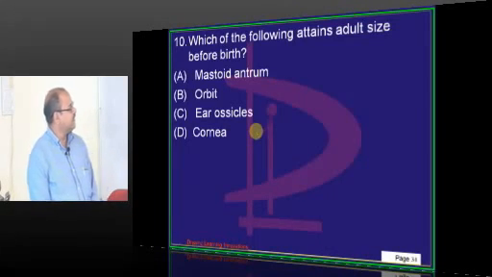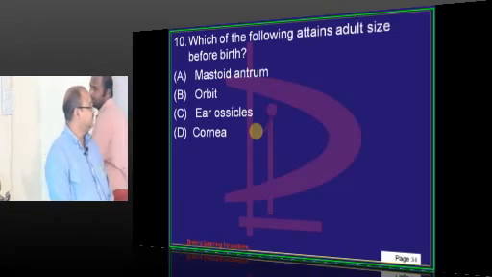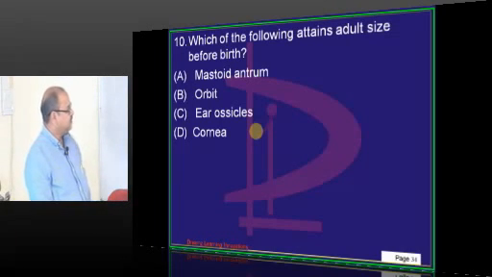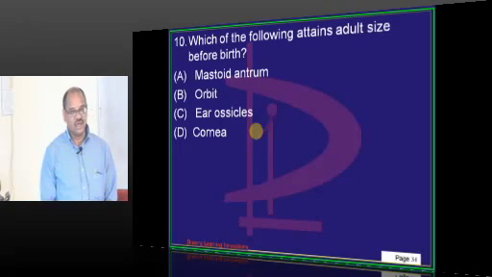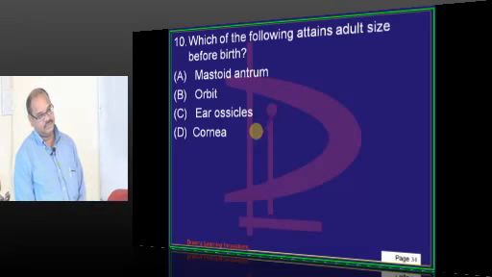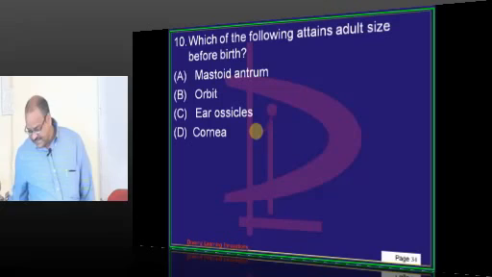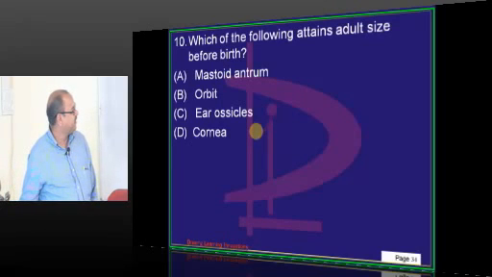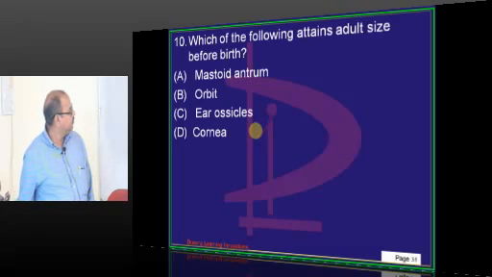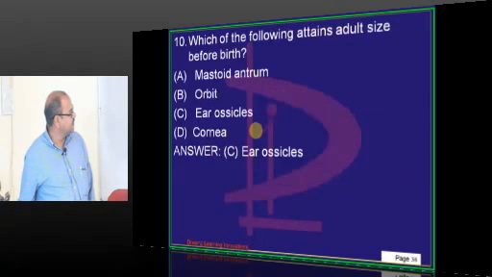Which of the following attains adult size before birth? Mastoid antrum, orbit, ear ossicles, cornea. No, mastoid antrum attains adult size later, at almost 12 to 15 years. Ear ossicles, that is the answer. It is C, sorry. The answer is the ear ossicles.